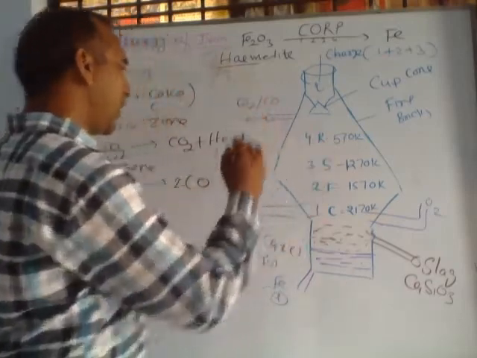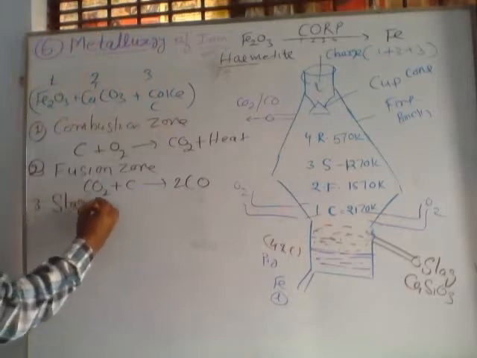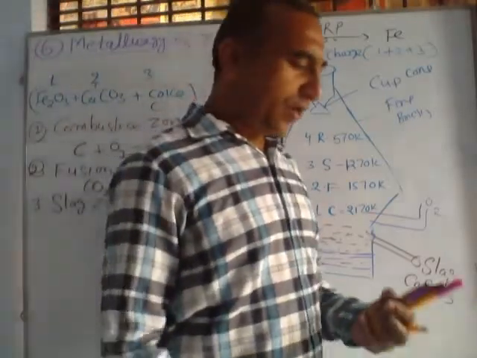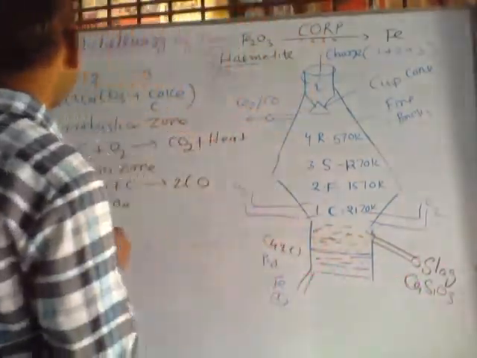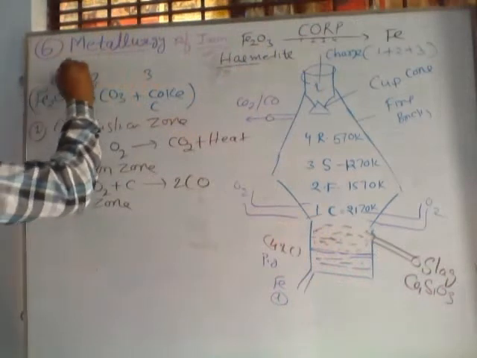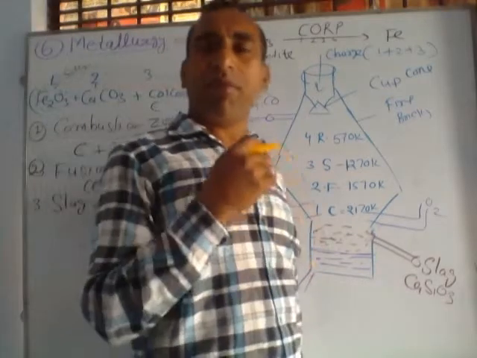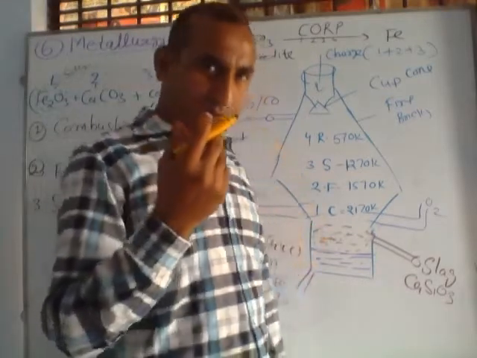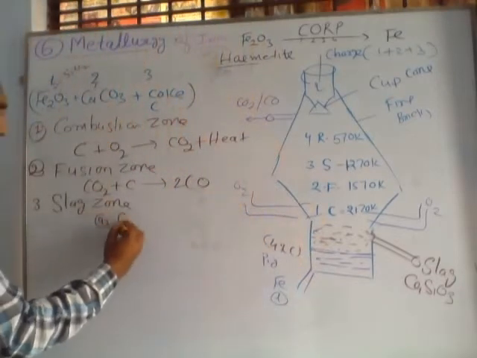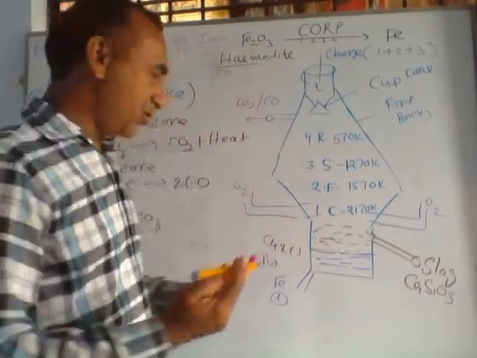And third is the slag formation zone, otherwise we can say slag zone. So what is slag and how does it form? Listen, in hematite there are impurities called silica, SiO2. Maximum silica is present as the main impurity. This impurity is called gangue. And here we are using calcium carbonate, this is limestone.